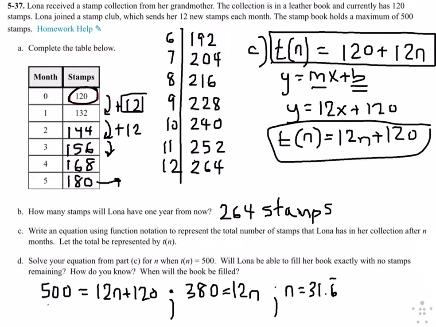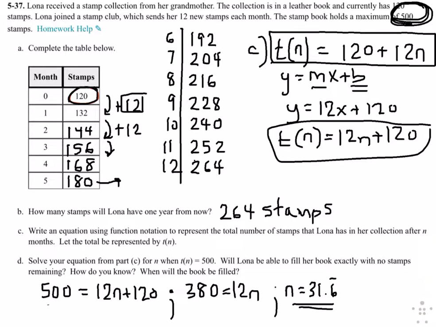Okay, so will Lona be able to fill her book exactly with no stamps remaining? So the book holds 500. They tell us this at the beginning up here. With no stamps remaining. So she won't be able to because she only gets the stamps at the end of each month, or at one time in a month. She gets all 12 at the same time. So she would have to get a fractional month here, the number of months, to get exactly 500.